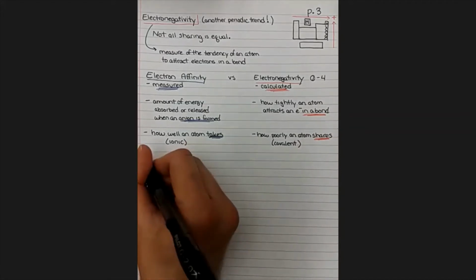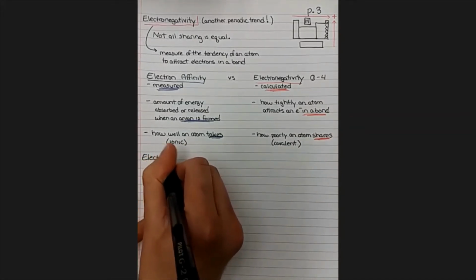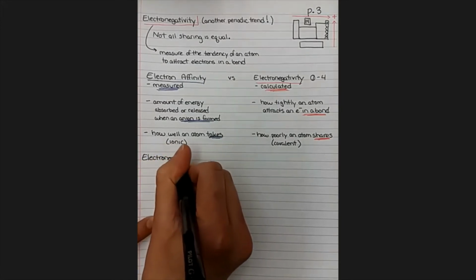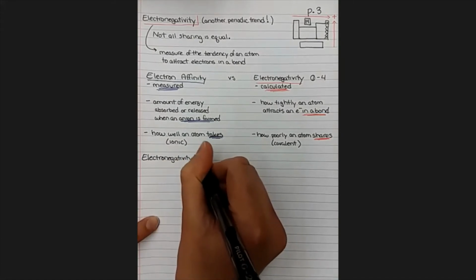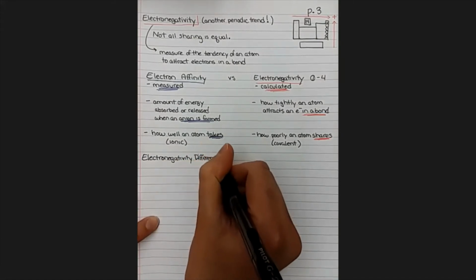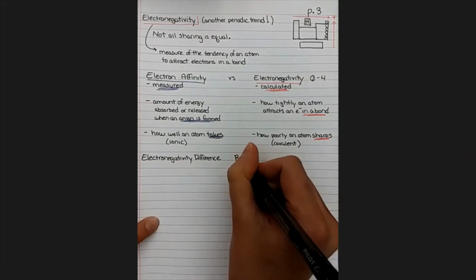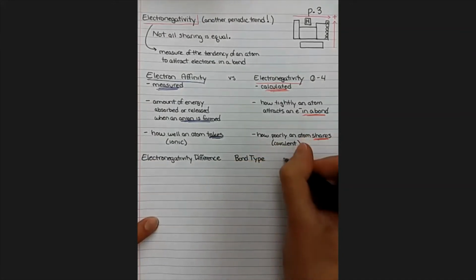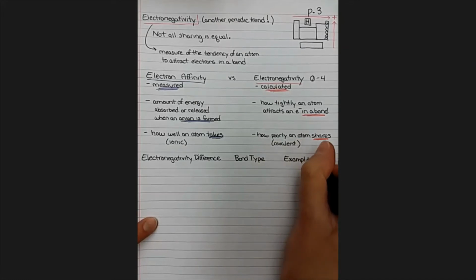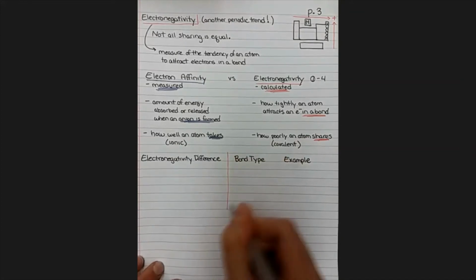So we're going to make a table to relate that information together. It's going to have the electronegativity difference of the two atoms in the bond as the main feature. And that electronegativity difference is going to indicate the bonding type. And then we'll give an example molecule that shows that type of bonding. It's going to be roughly this big.